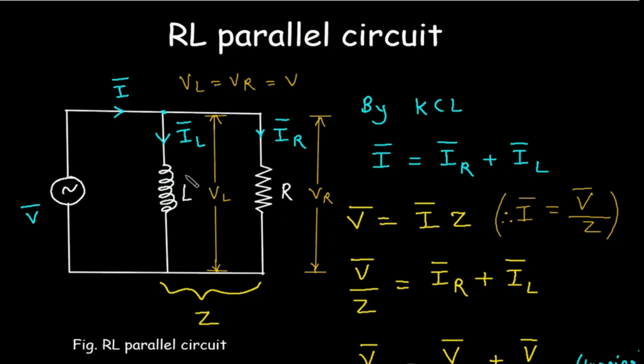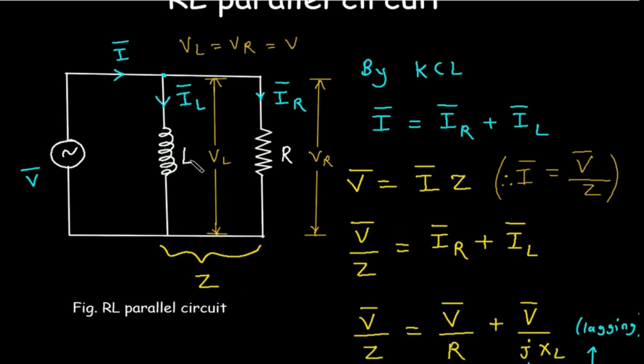Let the voltage across this inductor be VL and the voltage across this resistor be VR. Now since the inductor and resistor are connected in parallel, the voltage across them will be the same. So V is equal to VR is equal to VL. This inductor and resistor will have impedance Z. Now if we apply KCL at this node, I phasor is equal to IR phasor plus IL phasor.